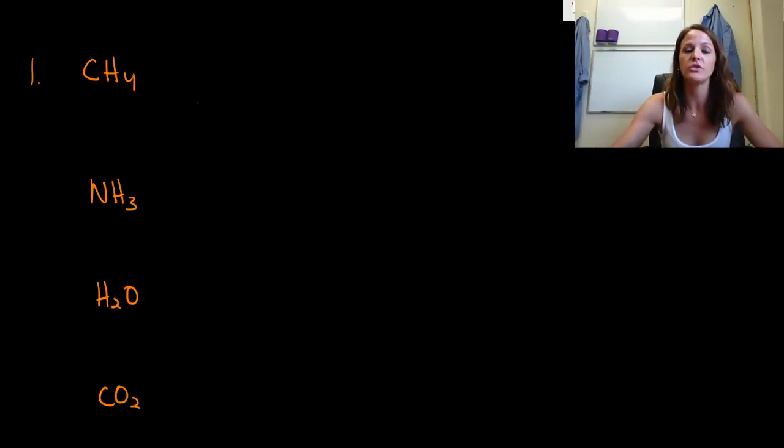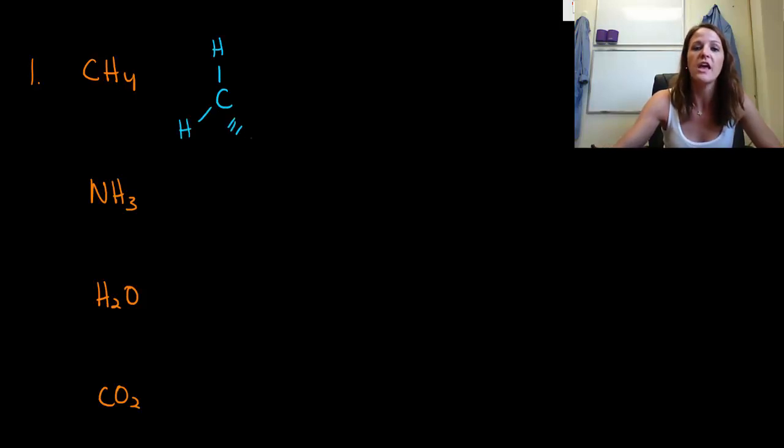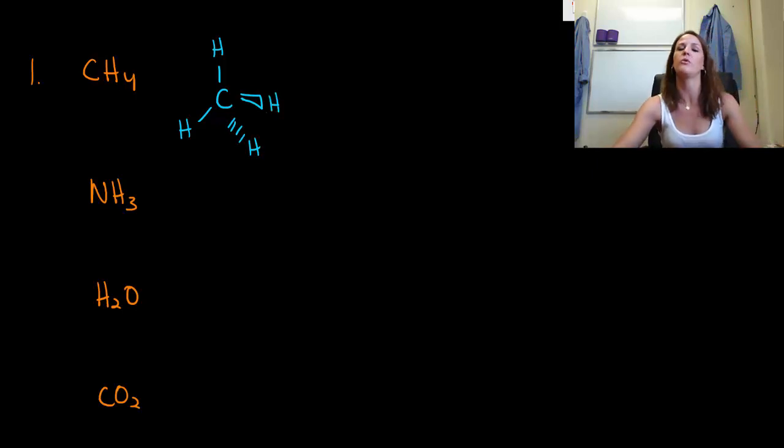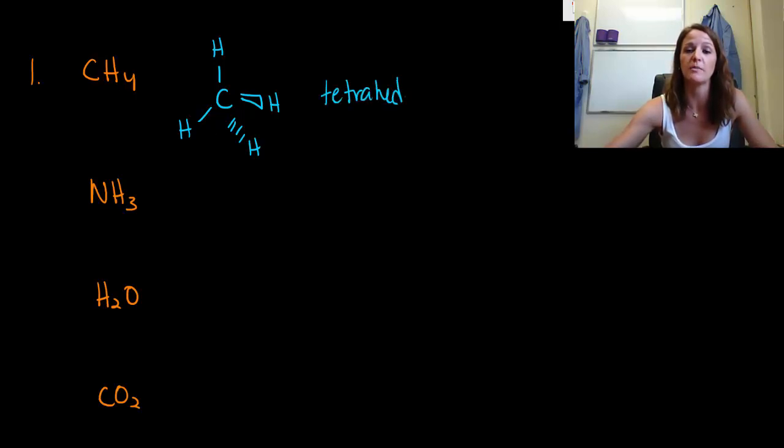The first thing you have to do is draw out the Lewis structure of each of these, and hopefully by now this is super easy for us. I'm going to do them in the three-dimensional structure too, just so you can start getting comfortable with that. When you draw out methane, you have carbon in the center surrounded symmetrically by four hydrogens. So this has four regions of electron density around the central atom, carbon, with 0 lone pairs, and so by definition this is a tetrahedral geometry. Okay, so tetrahedral.